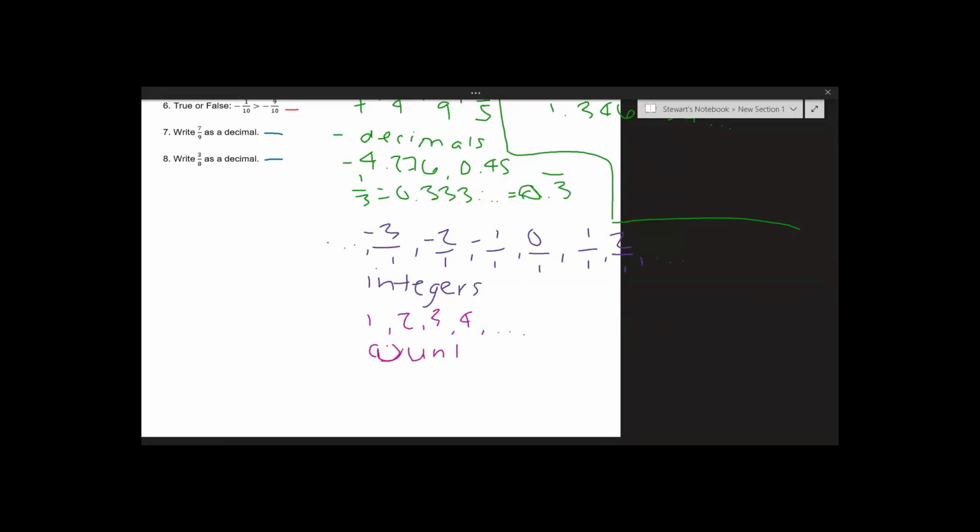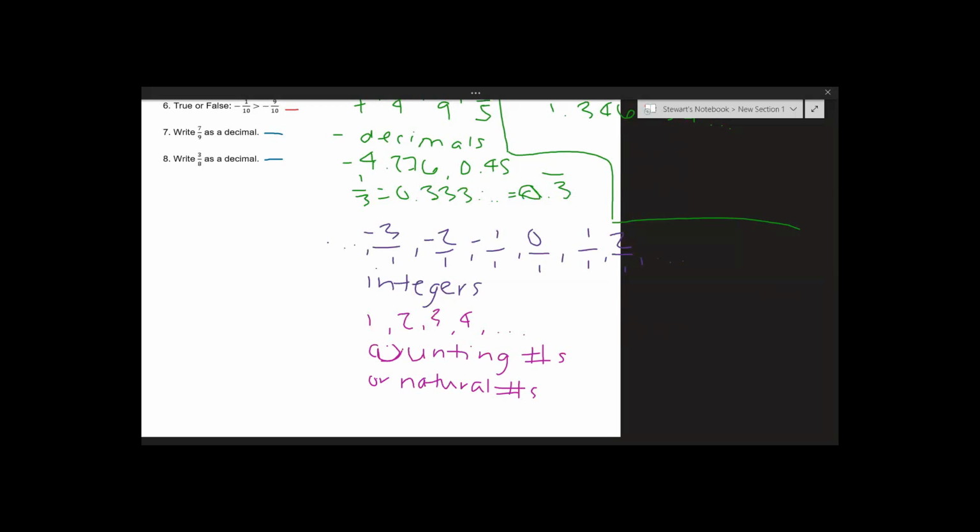Are called counting numbers or natural numbers, which again are just positive integers, just the positive integers or positive whole numbers. So that is basically how the real number system is broken down naturally.